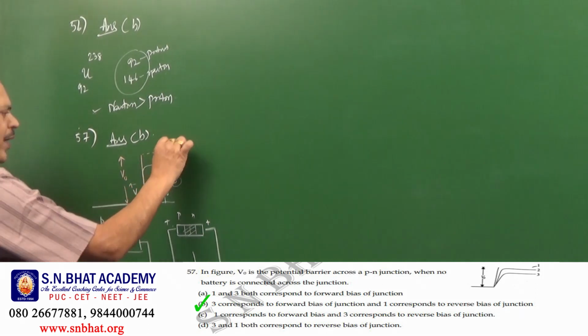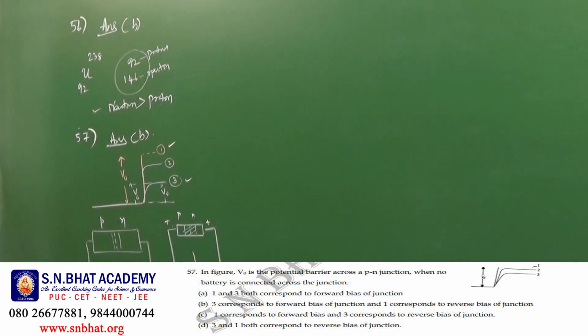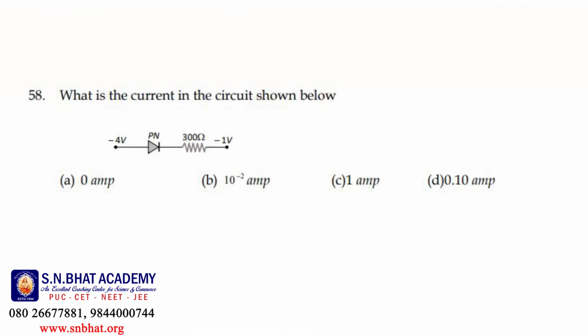That is why 1 and 3: 1 is a reverse bias, 3 is a forward bias. Okay, next is question number 58.